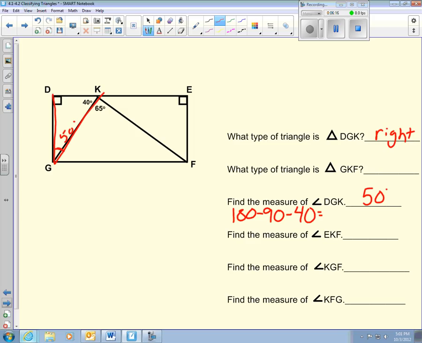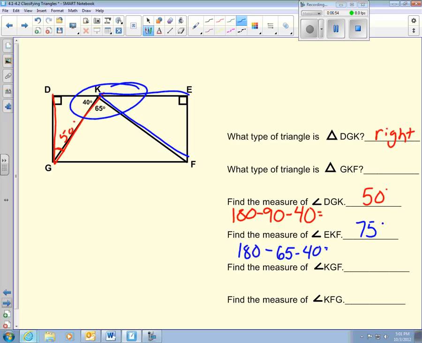Let's do the next one together. Find the measure of EKF. So if we look here, we only know one measurement in that triangle, but we do see we have a special relationship there. Those three angles come together and make a straight line, and we know that straight lines are supplementary. So supplementary is 180 degrees. So let's minus out the 65 and minus out the 40, and that's going to leave us with EKF. So EKF, when we subtract those out, ends up being 75 degrees.